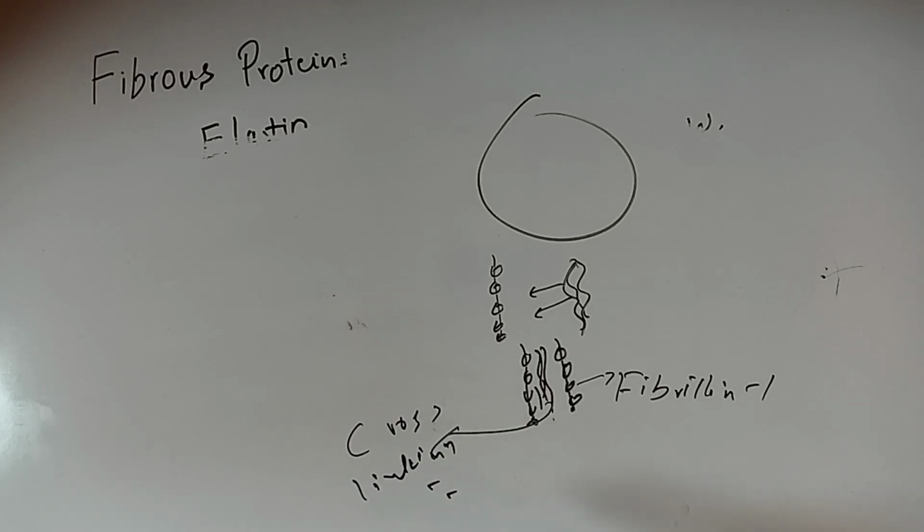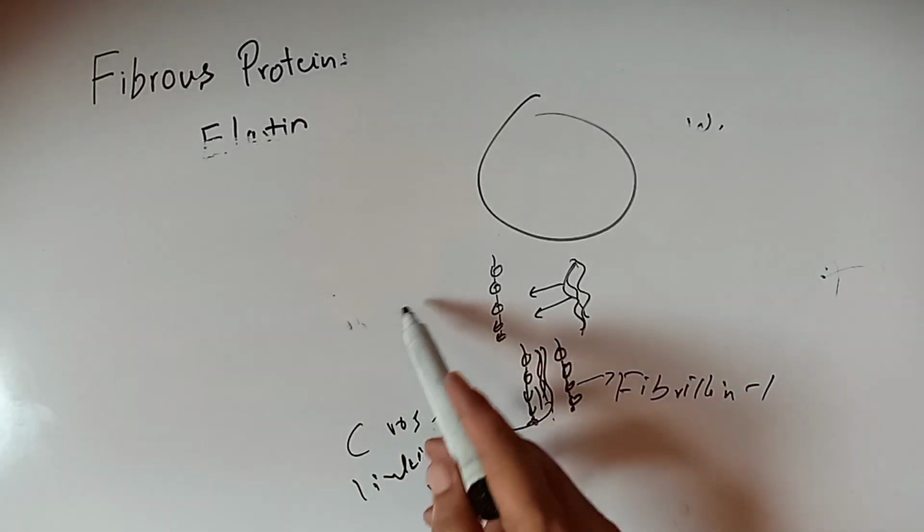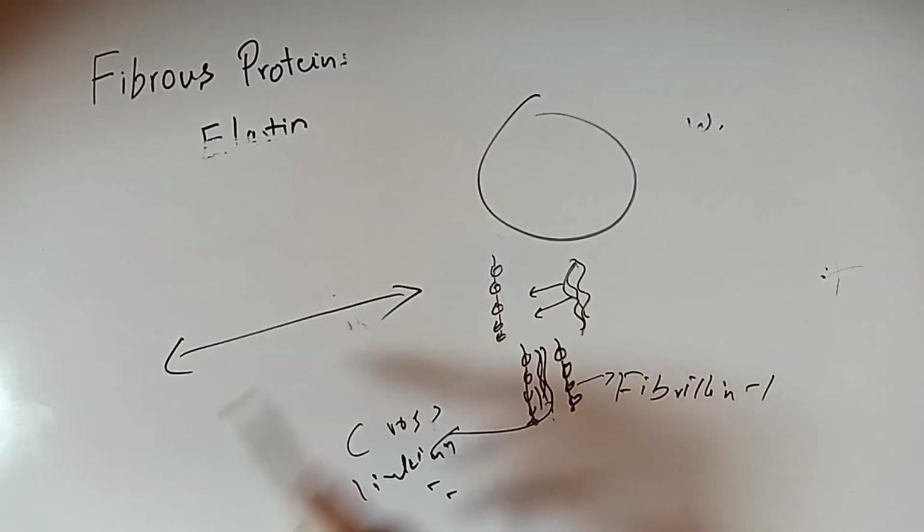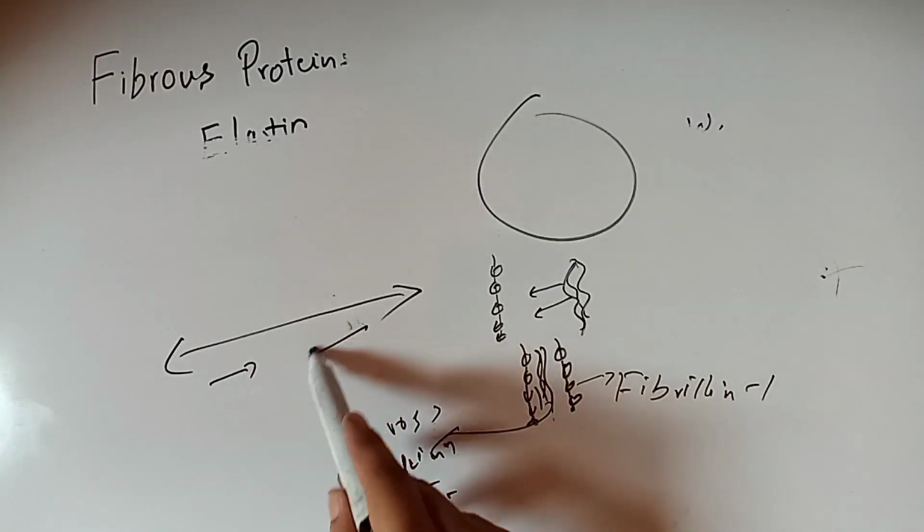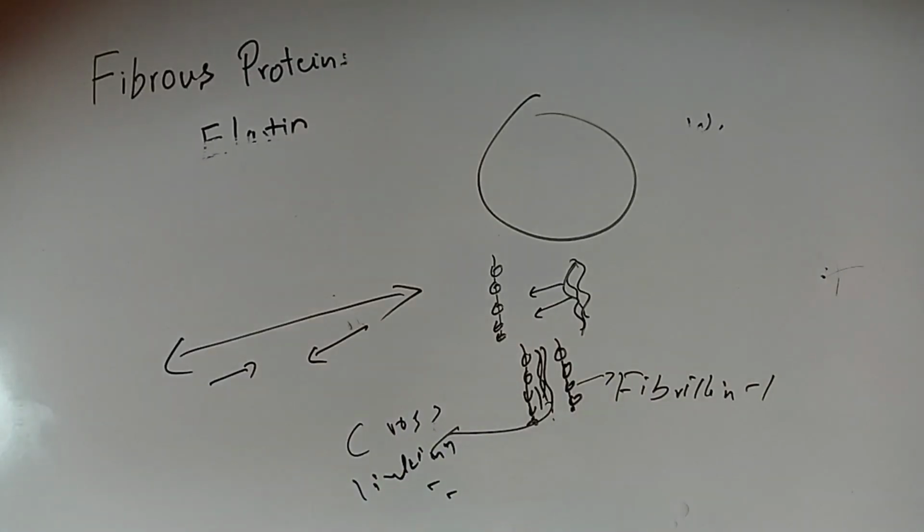So these elastic fibers, due to the presence of elastin protein, can be stretched to longer lengths, and then they shrink back to their original length. So they impart elasticity to the tissues. They are found in blood vessels, in elastic ligaments, and so on.